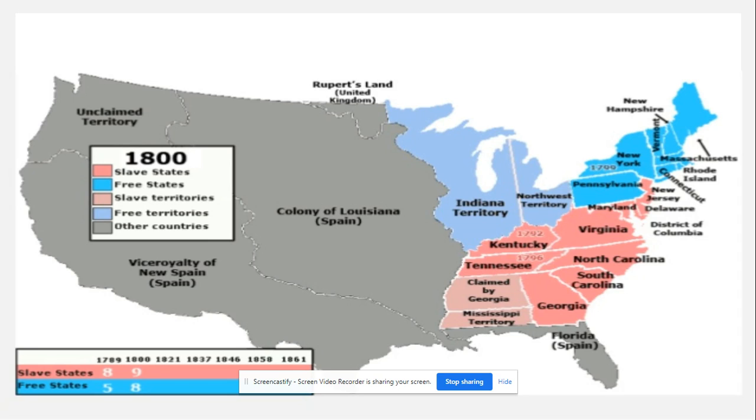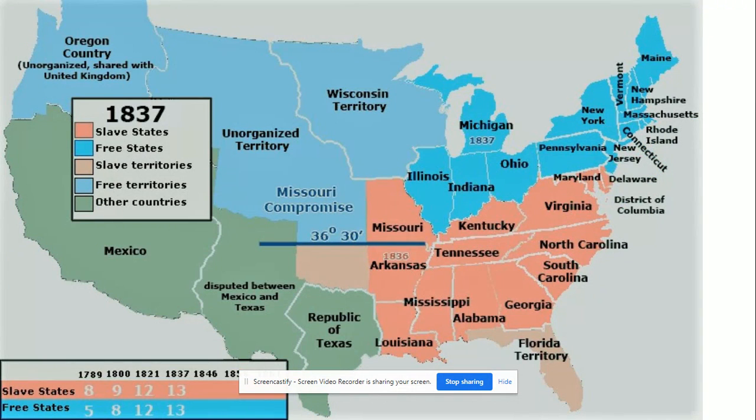Northern states represented in blue on this map tended to be free states, while southern states represented in red tended to be slave states. This next map shows a clear division between the states as the expansion of the United States continues west.